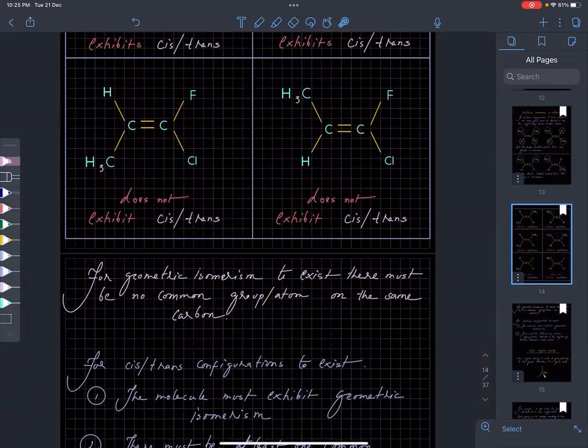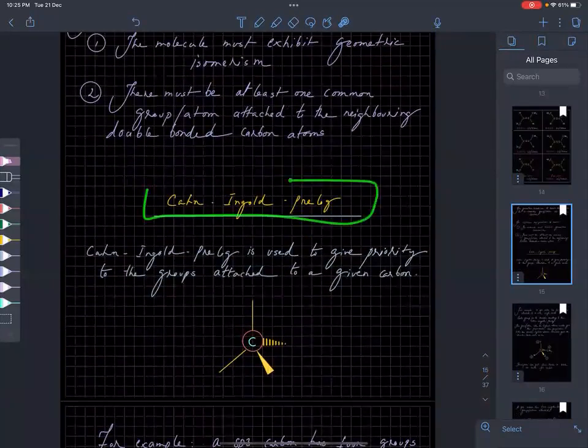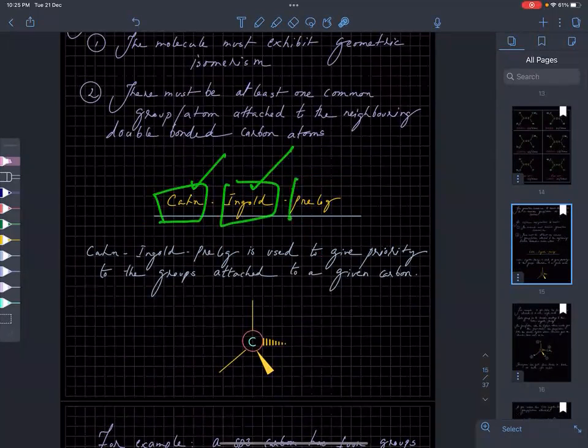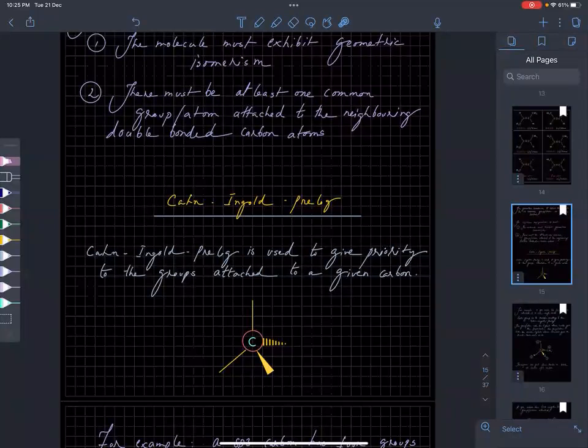For that, we will learn one thing, which is called the Cahn-Ingold-Prelog rule. This is important because the same thing will be used in stereoisomerism. The same method will be applied in stereoisomerism. So it is a very important topic. Two scientists, Cahn and Ingold, invented this technique of dealing with stereoisomerism and geometrical isomerism.